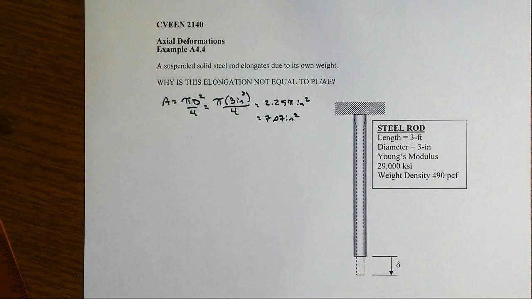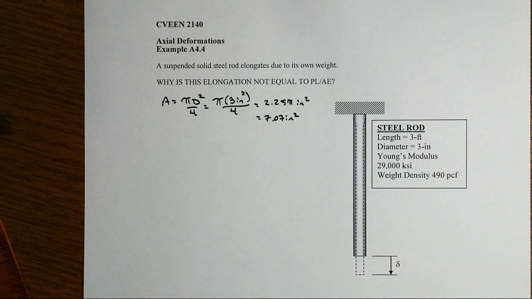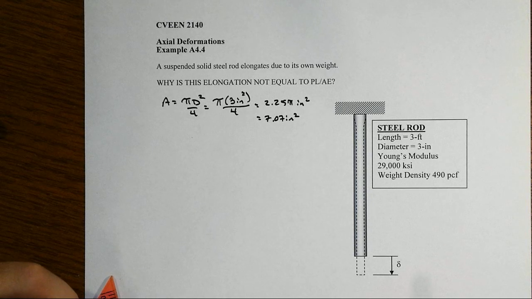Thus far, we have looked at situations of members that were axially loaded, that had either the entire member subjected to a constant axial force, or at least discrete sections that were. And now we're going to look at one where we have a continuously varying set of conditions.